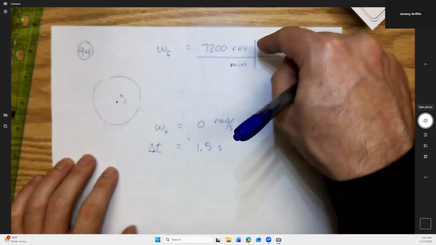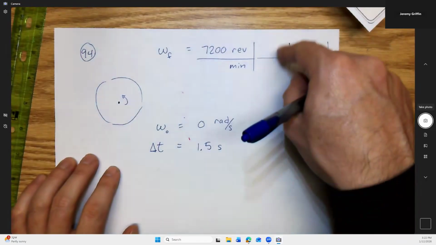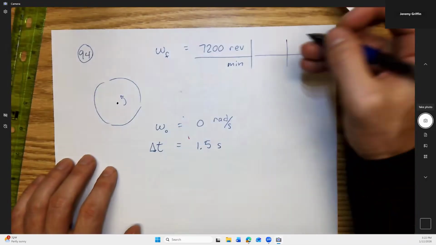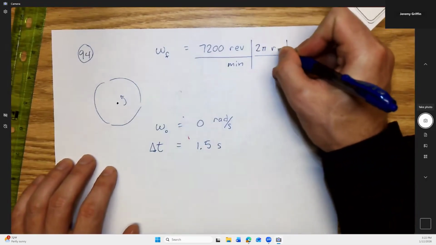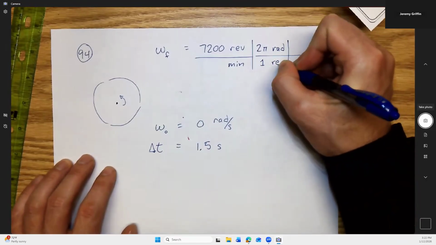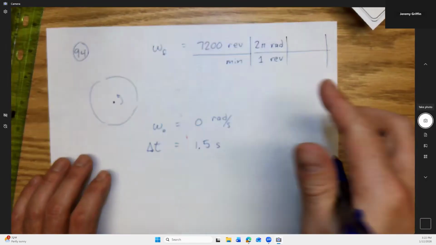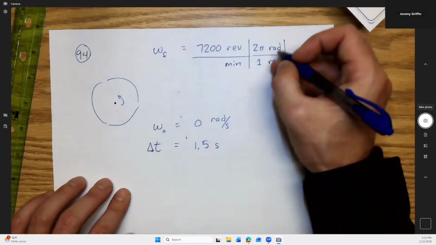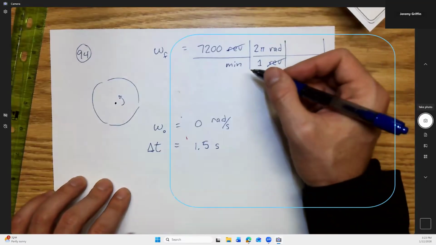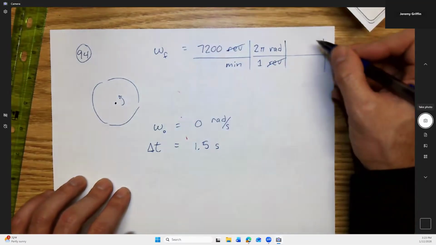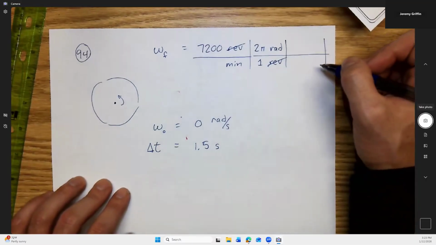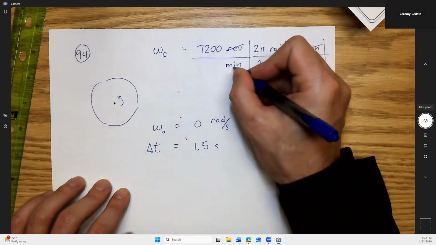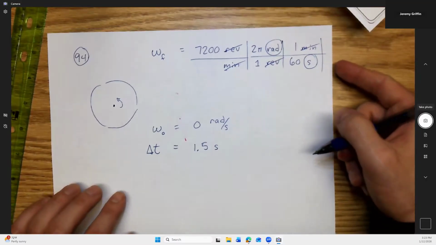Anyway, so how many revolutions and how many radians? Yeah, 2 pi radians in a revolution. 2 pi radians is equivalent to 1 revolution, like one complete rotation. You could also say 360 degrees, although that wouldn't be helpful here, but it would be equivalent. Now I have radians per minute, but I really want radians per second. So what else do I have up here? Yeah, 1 minute is equivalent to 60 seconds. Now the only units on the board are radians per second.